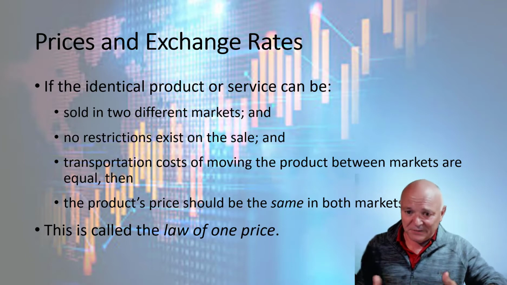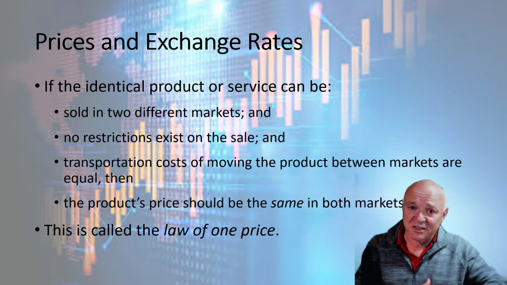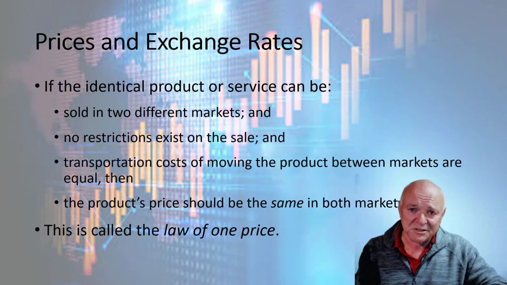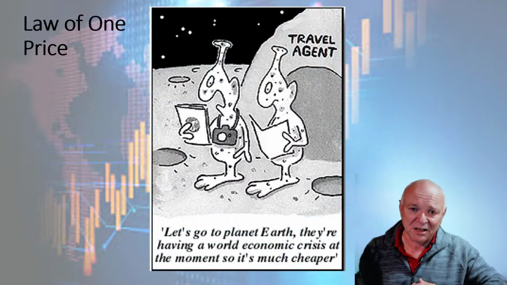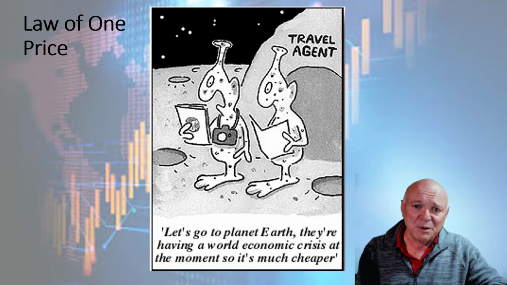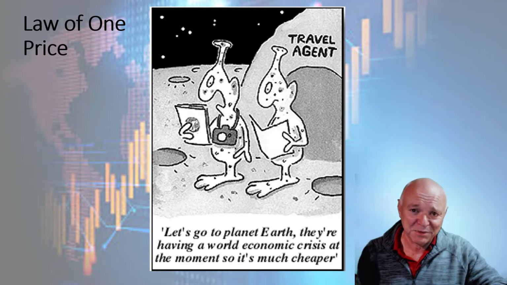So if the product can be, and this is the theory, sold in two different markets and there are no restrictions on the sale, the transportation costs are very, very small, then essentially the price of the product should be the same in both markets. And we know this isn't the case. There's always a bargain to be found elsewhere. Like in this old cartoon from a British newspaper, people always find a bargain in another market. Let's go to Thailand because it's really cheap.